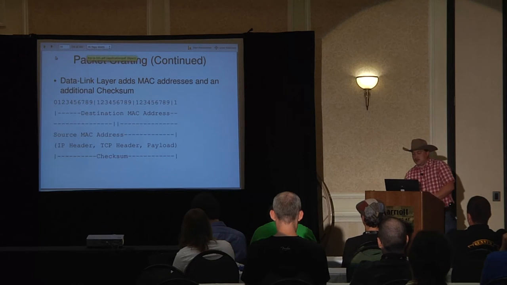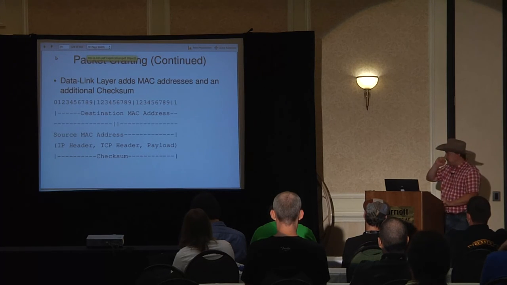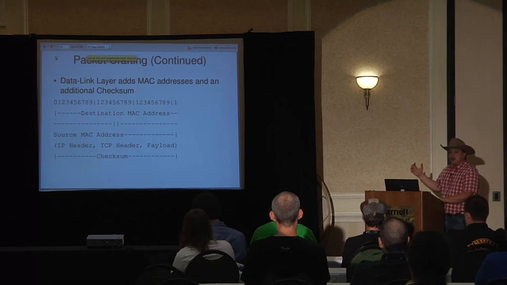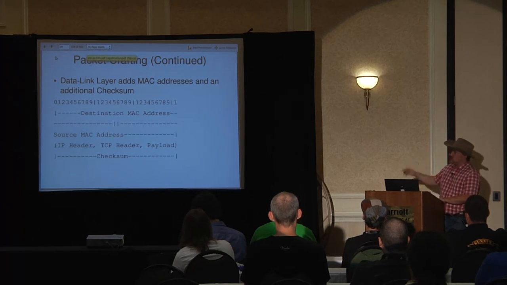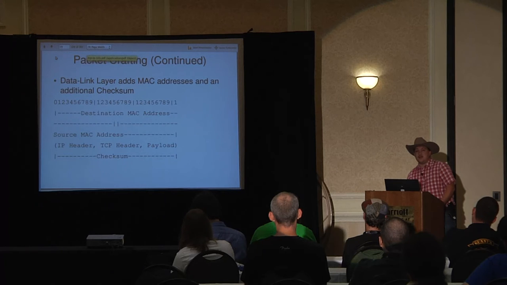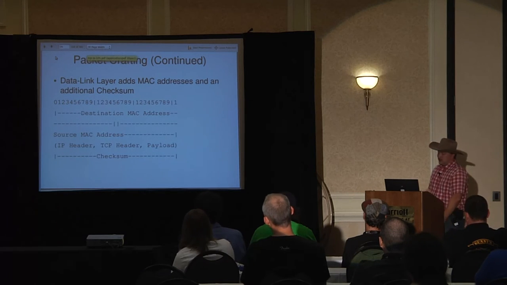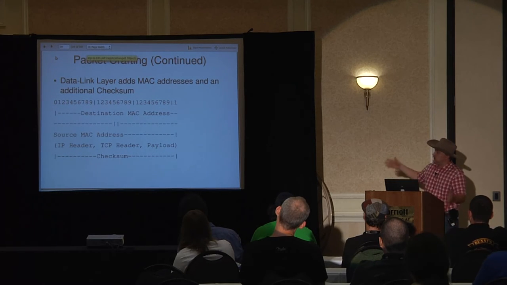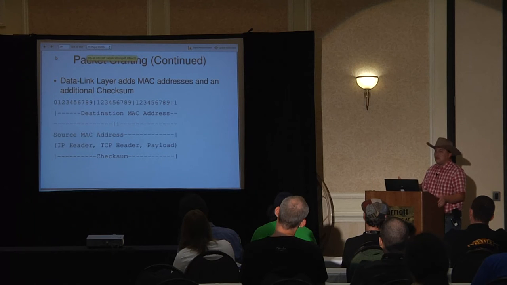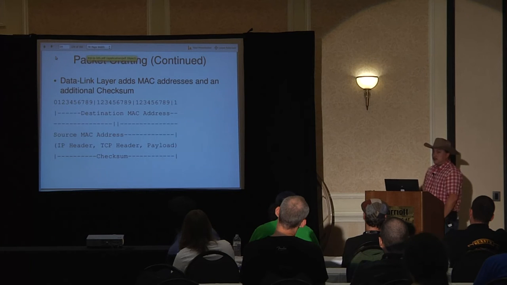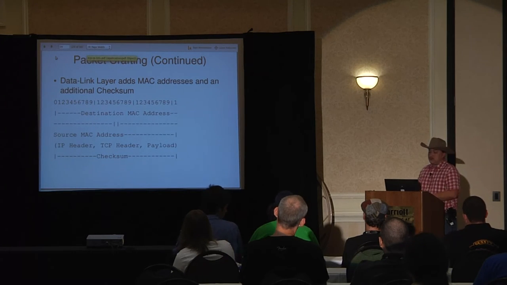Now once you get done with the network layer, it's determined, hey, I need to go hit my primary gateway, my default gateway. Let me grab my default gateway's MAC address, and I'll put that as the destination MAC address. That's a 48-bit number. This is my source MAC address. It's a 48-bit number. I'll put it in there. Then I have the IP header, the TCP header, the payload, and then we have an Ethernet checksum. And this is only for 802.3. Other protocols are going to look different. This is just Ethernet. It's pretty simple.